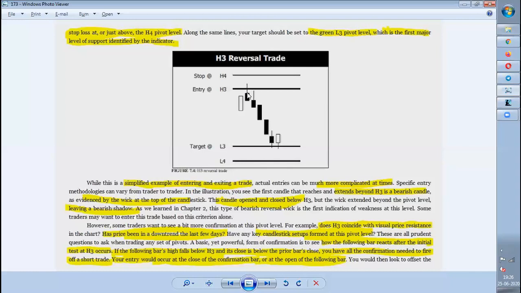So based on the reversal setup method, whatever we have learned, that will be the first indication of the weakness, and you will be able to enter a trade based on that. And reminding you again, stop loss will be at H4 and the target will be at L3.